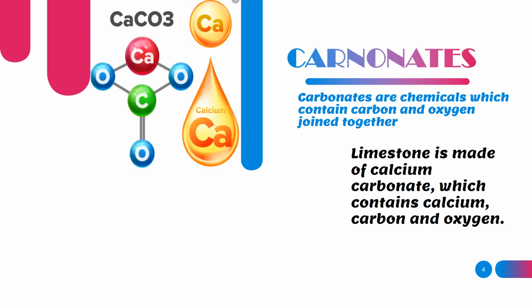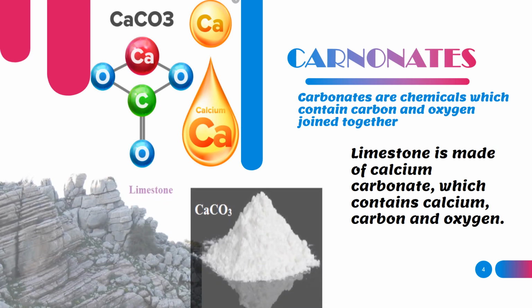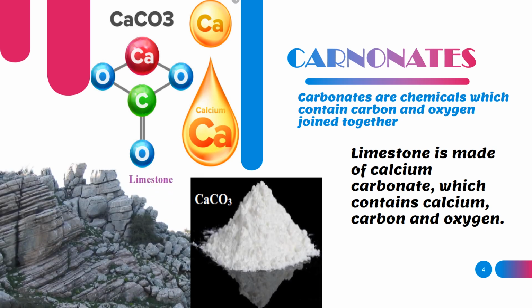Dear students, what are carbonates? Carbonates are chemical compounds that contain carbon and oxygen joined together. For example, calcium carbonate, whose formula is CaCO3. You can see limestone and calcium carbonate in the given picture. Limestone is made of calcium carbonate, which contains calcium, carbon, and oxygen.